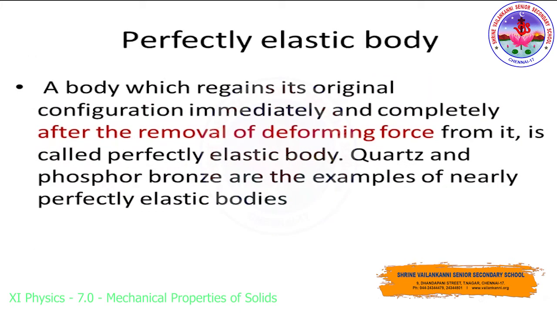And what is a perfectly elastic body? A body which regains its original configuration immediately and completely after the removal of the deforming force, that we can call a perfectly elastic body, like quartz, phosphor bronze. These are some examples we can say.